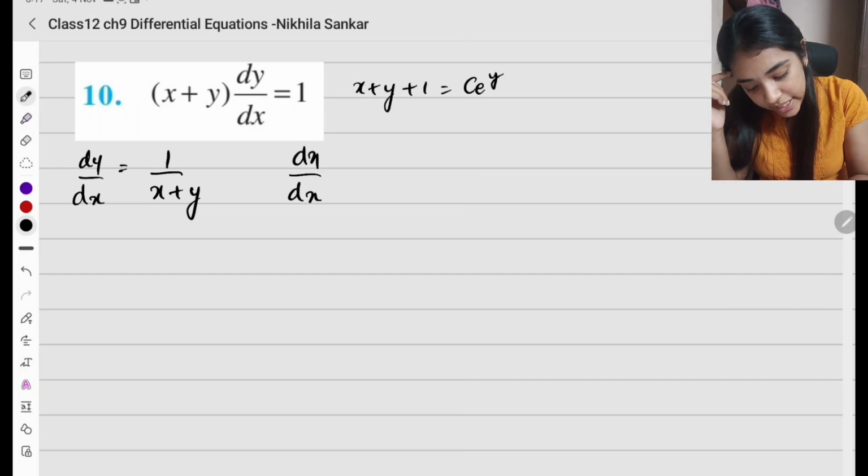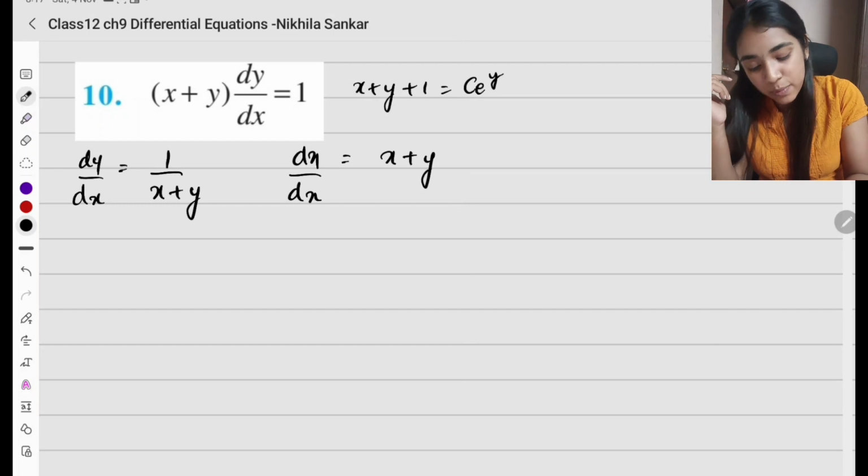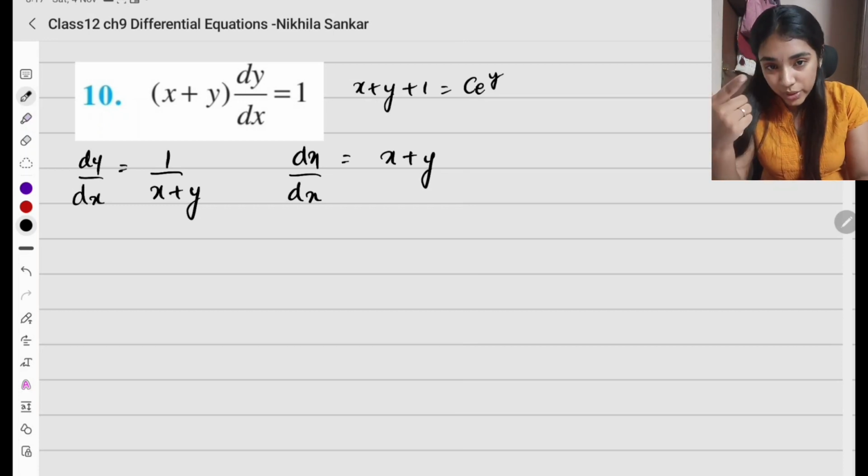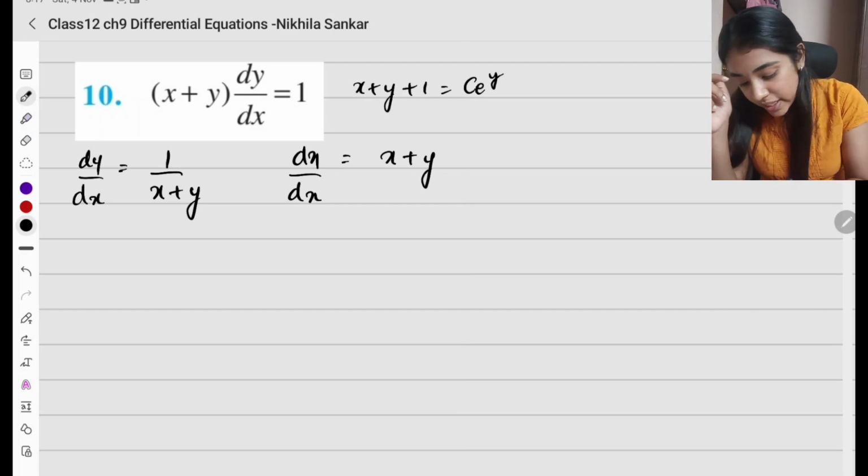இதை dx by dy எழுத போறேன், which is going to be x plus y. I am reciprocating the whole question. So dy by dx, dx by dy மாறிடும். Okay, this is going to be dx by dy.